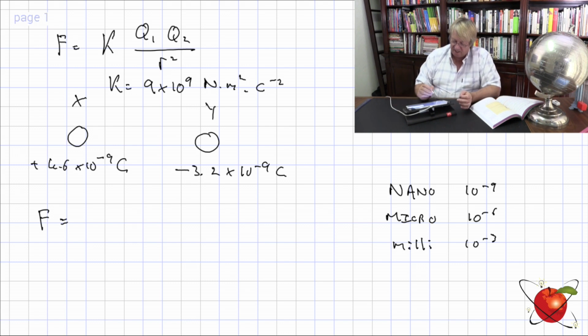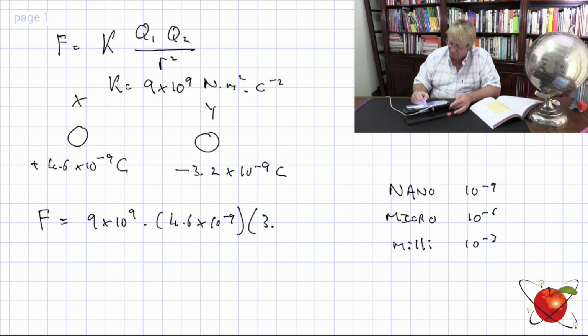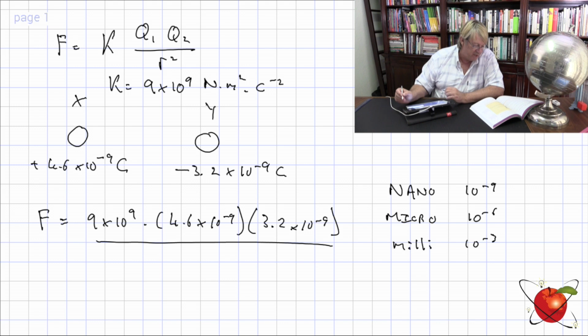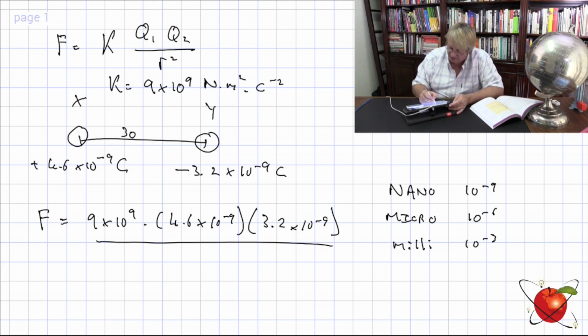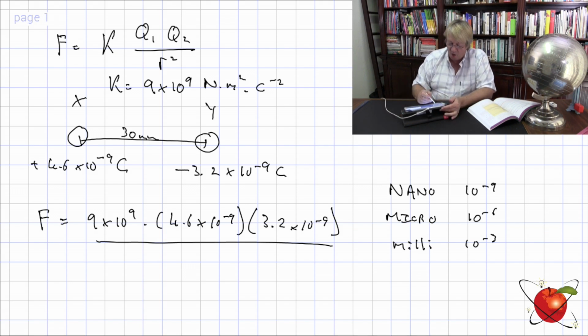So the force at the end of the day is going to be K, 9 times 10 to the 9, multiplied by Q1 Q2, in brackets, guys: 4.6 times 10 to the minus 9 times 3.2 times 10 to the minus 9. And it's all divided by R squared. The last bit of information they've given us is that they are 30 millimeters apart. What do we have to do with the millimeters? Change it to meters, so we divide by 1,000.